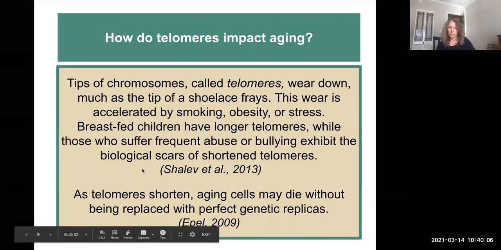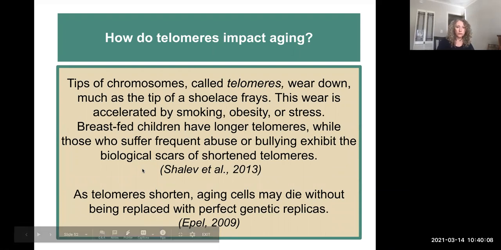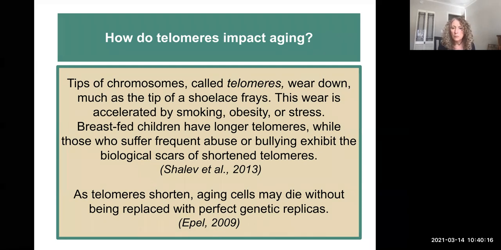So there is something called telomeres, and these are the tips of chromosomes, and over time they do wear down, just like the tip of a shoelace. But there are certain things that can accelerate it, and that's when we talk about having a healthy lifestyle. So smoking, obesity, and stress can accelerate it. And breastfed children have longer telomeres, while those who suffer frequent abuse or bullying exhibit biological scars of shortened telomeres.